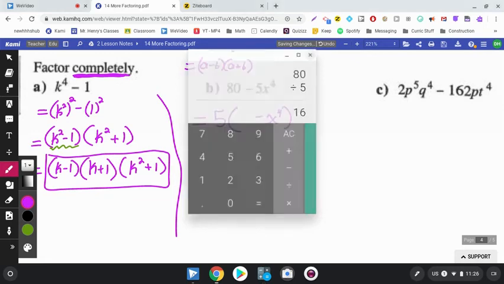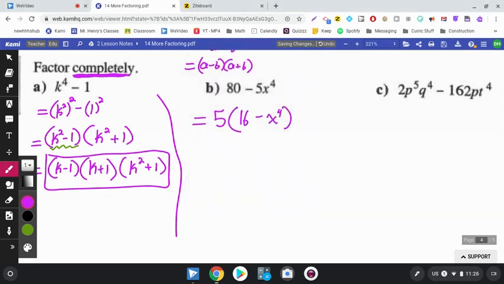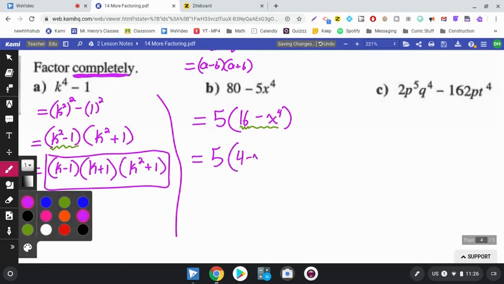80 divided by 5 is 16. Okay, pull my calculator for that one. And then I look at what I have in the middle. Hey, that's a difference of squares. That's 4 squared and x squared squared. So I could say it's 4 minus x squared, 4 plus x squared.